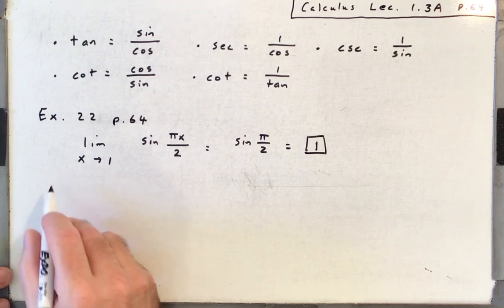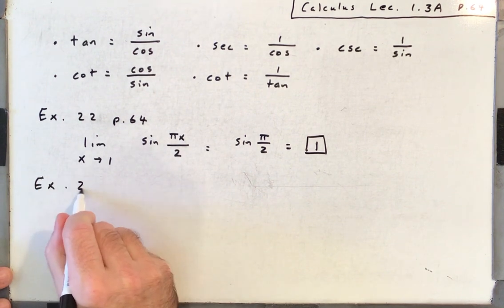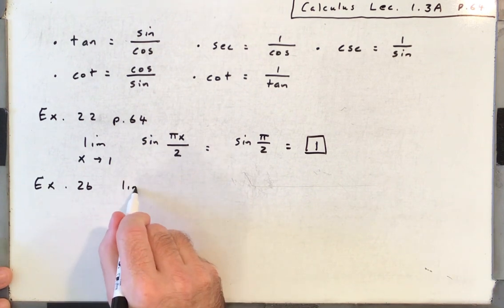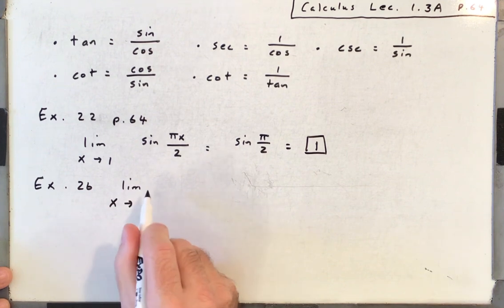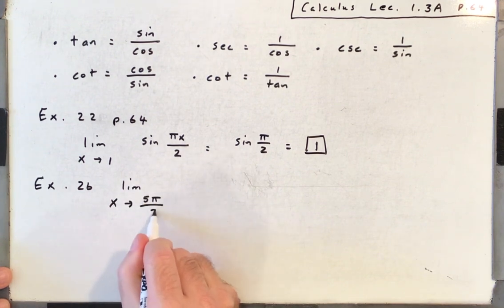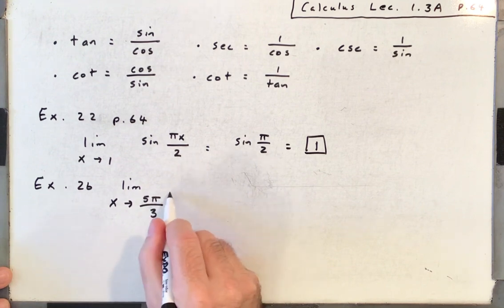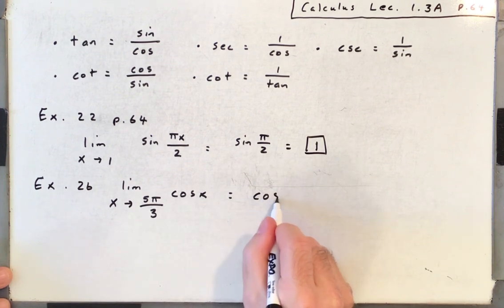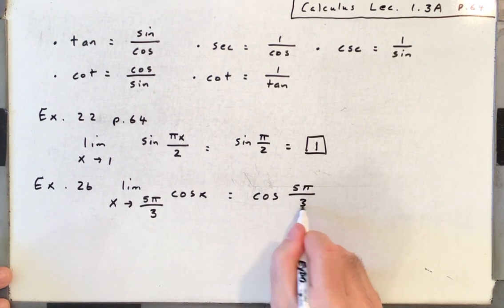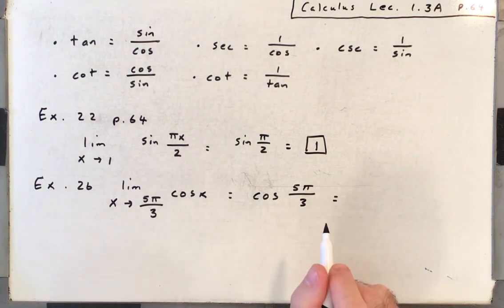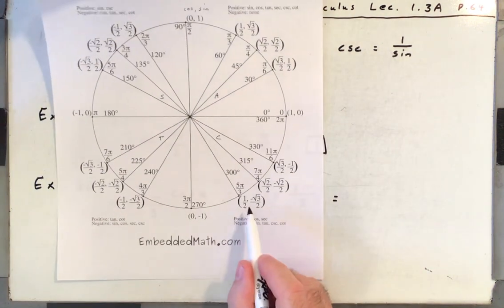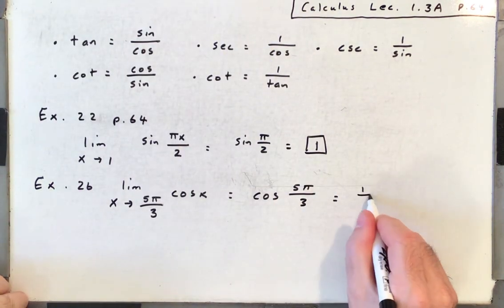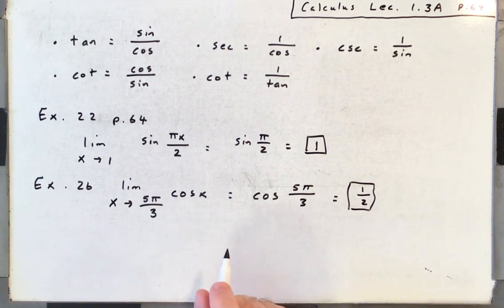All right, let's look at example 26 on page 64. That's the limit as x approaches 5 pi over 3 of cosine x. So we're going to plug in 5 pi over 3 for x, so cosine 5 pi over 3. Look at your unit circle. 5 pi over 3 is over there in quadrant 4. Cosine's the first one, so that's going to be 1/2. So far, so good, right?